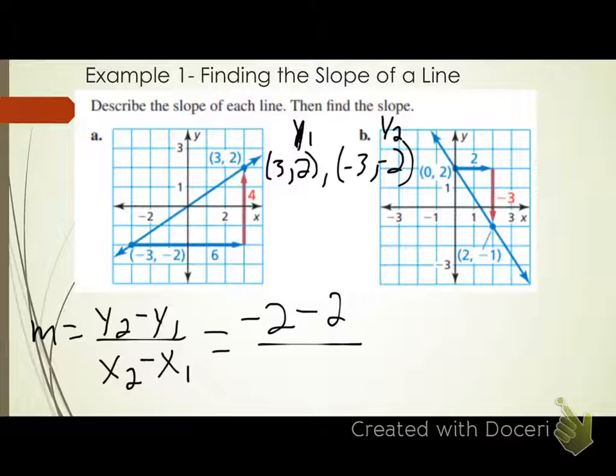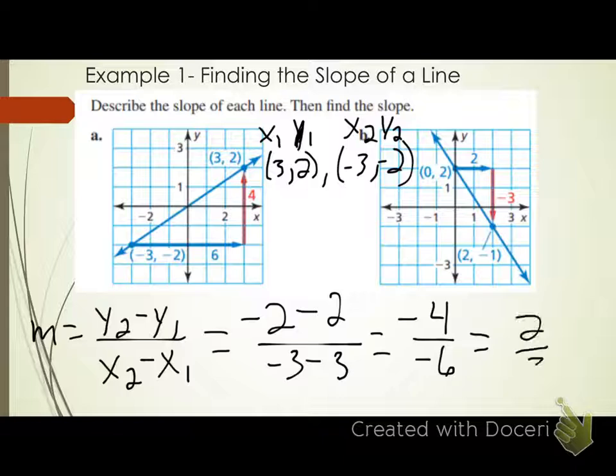So what would that make my x2 value? -3. It's my second x value. Minus sign from the formula. And then what's my x1 value? 3, my first x value. Now I can work this out. What's -2 minus 2? -4. What's -3 minus 3? -6. What does that reduce down to? Positive 2/3. Which is what I got earlier, right? Make sure we were all taking our notes. Any questions on how I did it that way?